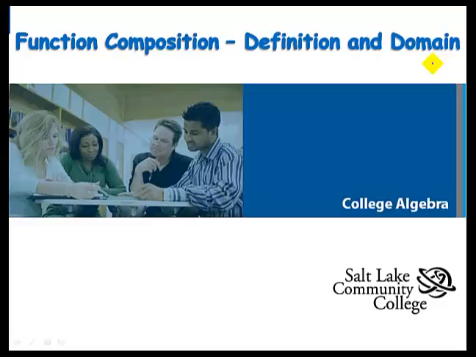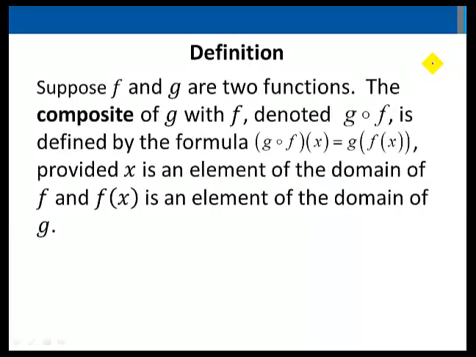In this lesson, we will look at the definition of function composition and discuss the domain of composite functions. Definition. Suppose f and g are two functions. The composite of g with f, denoted g composed with f, g open circle f, is defined by the formula g composed with f of x equals g of f of x, provided x is an element of the domain of f and f of x is an element of the domain of g.